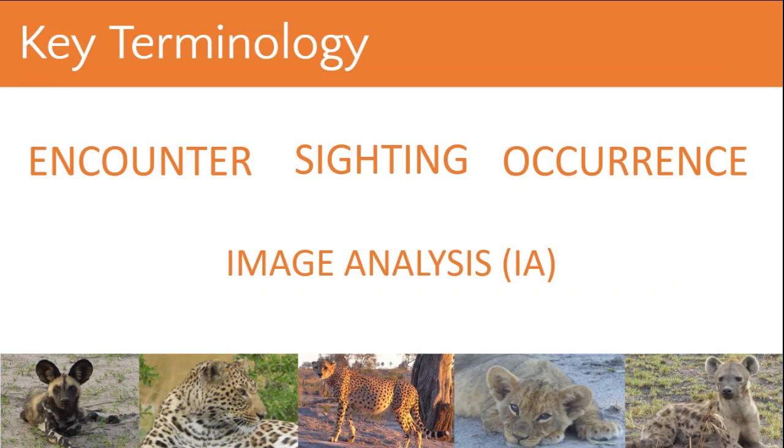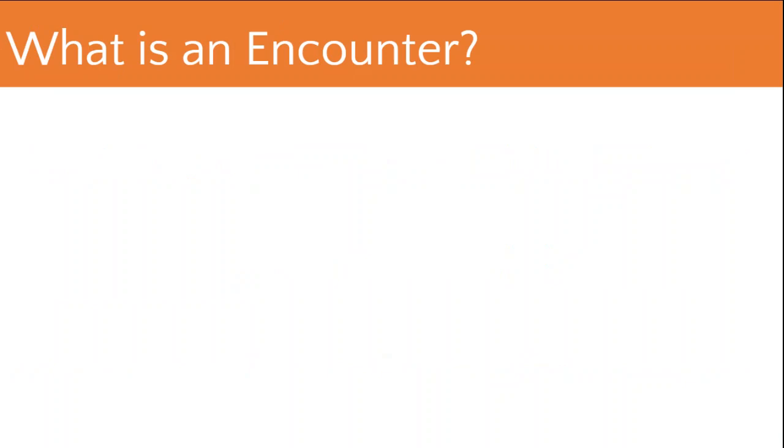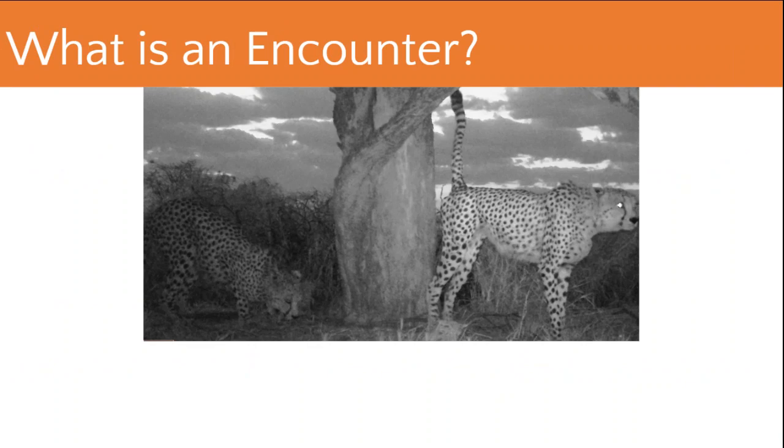Okay, so here are the key terms: encounter, sighting, occurrence, and image analysis, or IA. First, what is an encounter? Well, here we have a photo with two cheetahs in it. Now, if I told you that Peanut is one of the cheetahs in the photo, your first question would likely be, which one is Peanut?